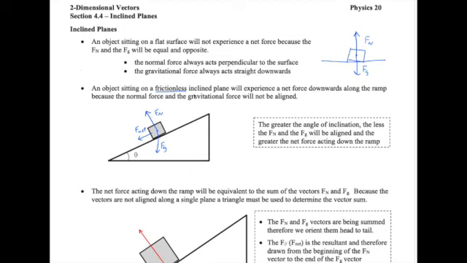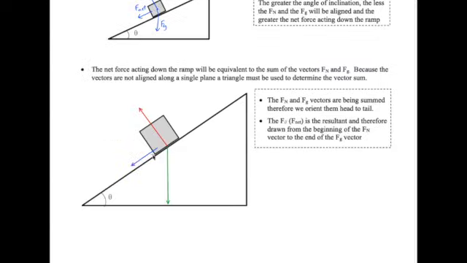Now, if I want to find this net force that's pulling down the ramp, I'll need to combine my force normal and my force of gravity. The net force, of course, will be the vector sum of those two. These two vectors aren't aligned along a single line, so I'm going to have to draw these two head to tail and then use the vector sum to come up with what that force net is.